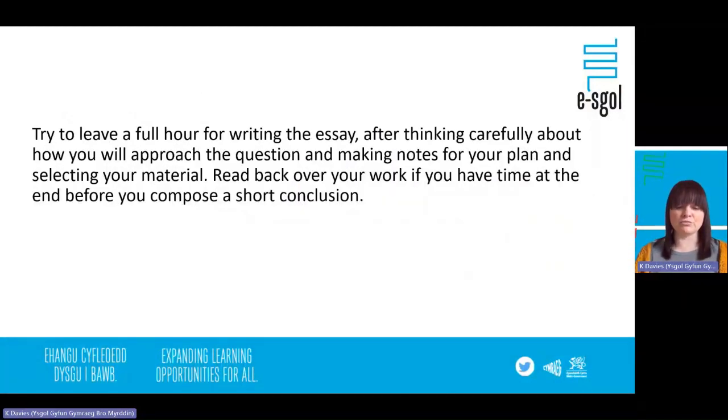So you do need to try and leave a full hour for writing the essay. Obviously, think carefully about how you're going to approach the question. Make sure you've got sensible, organised notes for your plan. Make sure that you have got time to read over your work at the end before you write a brief conclusion. All right. And there's also that reminder that the examiner is looking to reward the quality of your points, not necessarily the quantity. And as examiners, we simply just want to see fully developed answers.